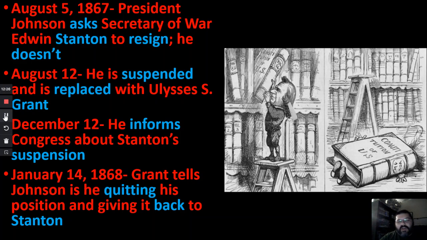Now, there was one guy in the cabinet that Lincoln appointed, that President Johnson could not stand, and that was Secretary of War Edwin Stanton. Now, remember, the Tenure of Office Act said that the president couldn't fire any of his people unless the Senate said, yeah, it's okay. So he knew that if he told them, I want to fire this guy, they're going to tell him, no, no, no, you can't fire him. So he goes, okay, I'll just ask him to quit.